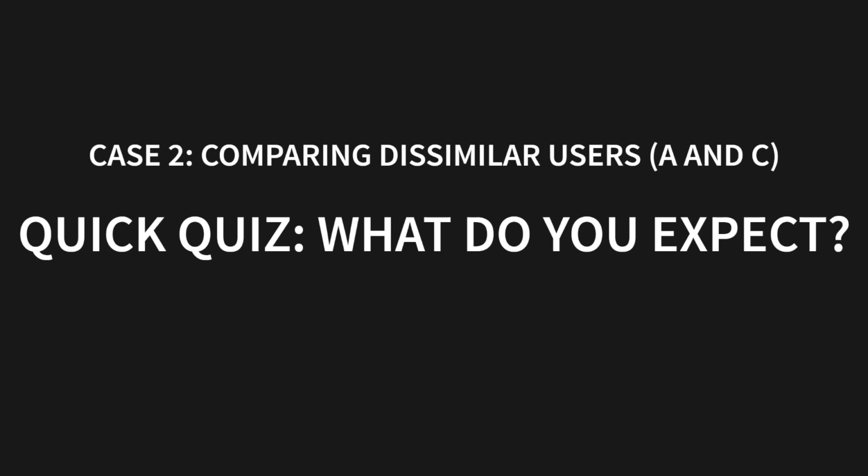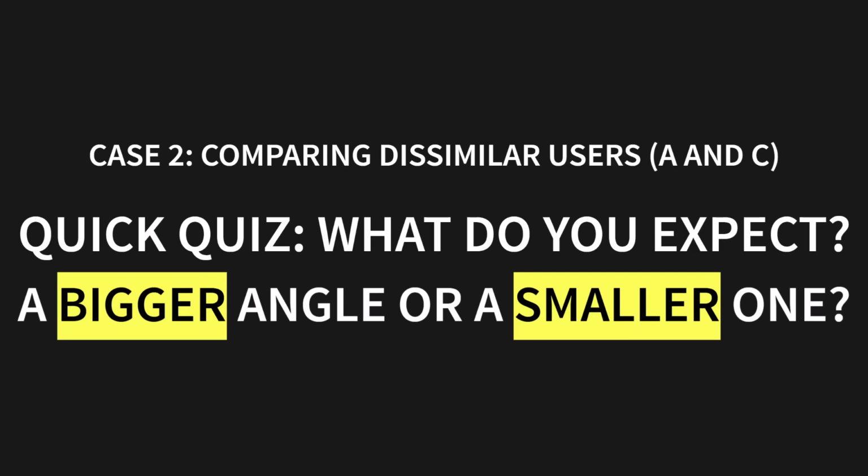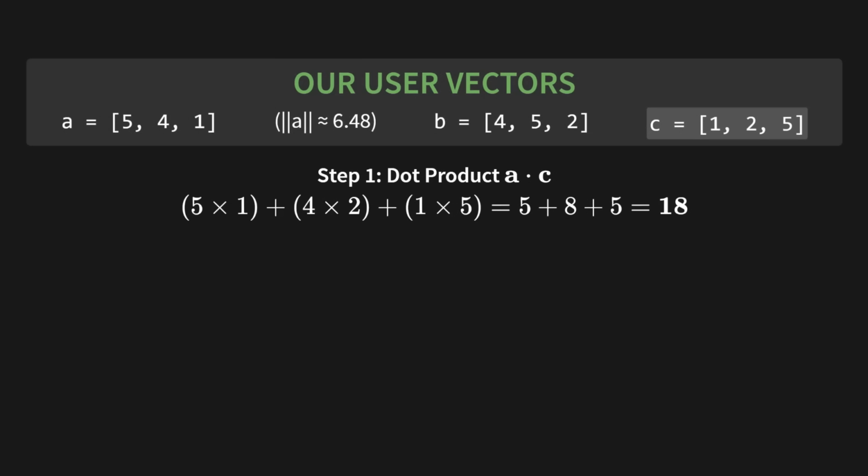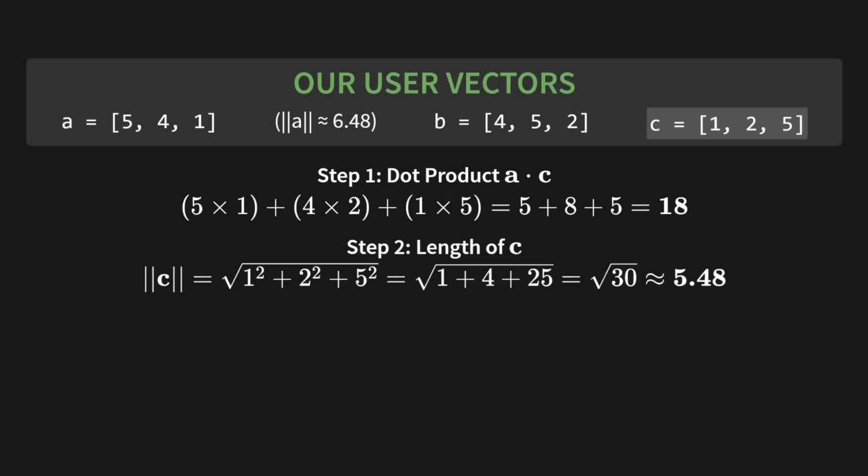Quick quiz. What do you expect? A bigger angle or a smaller one? Let's find out. Our user vectors are A, which is 5, 4, 1, and C, which is 1, 2, 5. Step 1, the dot product, A dot C, equals 18.